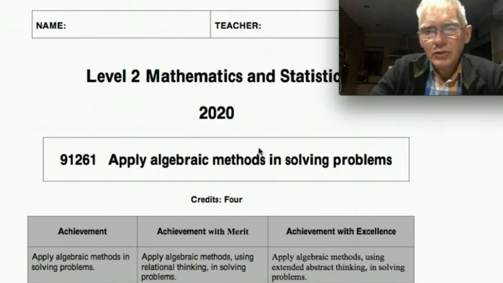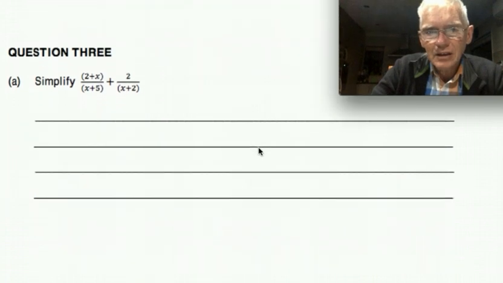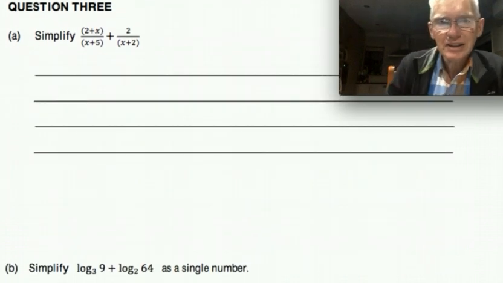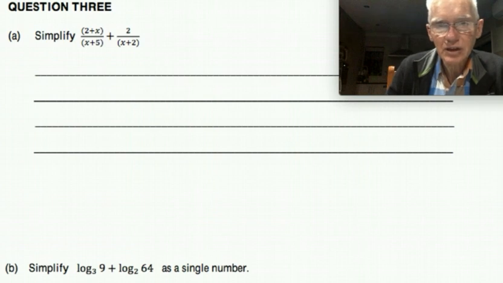Here we're going to do question 3, algebra, achieved and merit questions. The first one here, I can see that we've got some fractions. We're going to have to add fractions, so I cross multiply. So what I'm going to do is multiply that direction, and finally multiply the denominators.